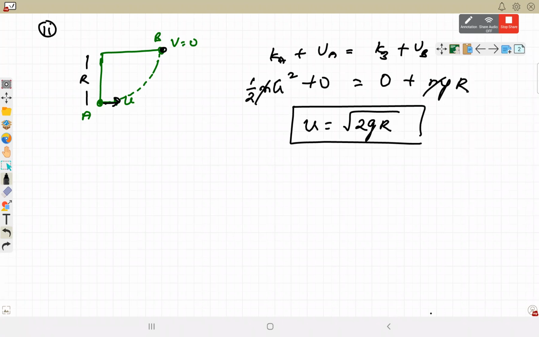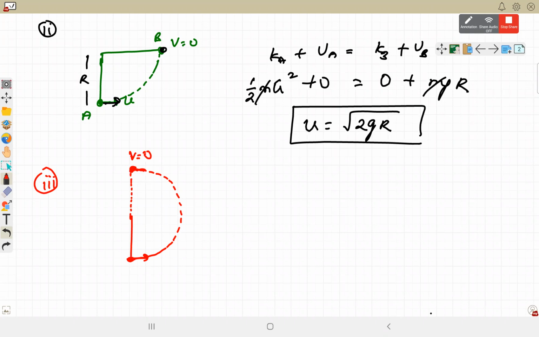Right. Now suppose we want this to reach the maximum vertical height. What is the speed required so that the string becomes vertical? If the string becomes vertical, meaning it is just reaching the vertical position, its velocity will be 0, and if velocity is 0, then it cannot move again on a circular path. It will start freely falling from there. It will start free fall from there.